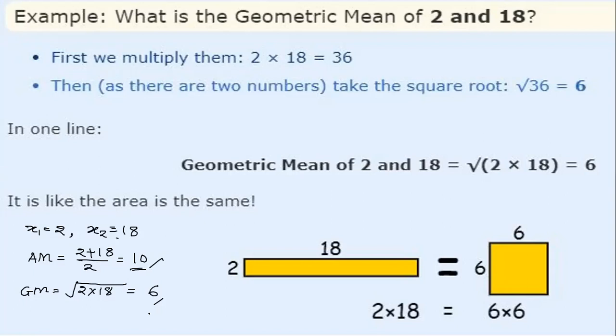And friends, there might be some data for which geometric mean and arithmetic mean will be exactly the same. Suppose there are two observations, 10 and 10. Arithmetic mean will be 10, geometric mean will also be 10. So the only situation in which the arithmetic mean and geometric mean are the same is when all the observations in the data are exactly the same.